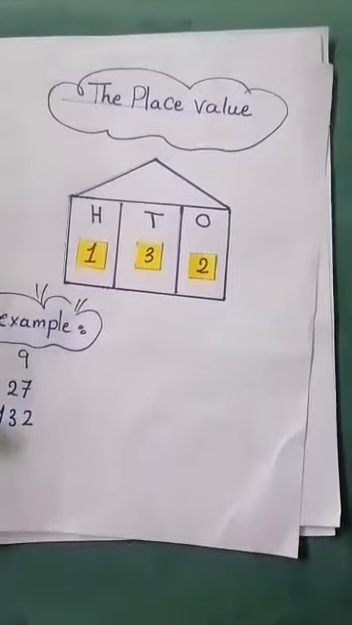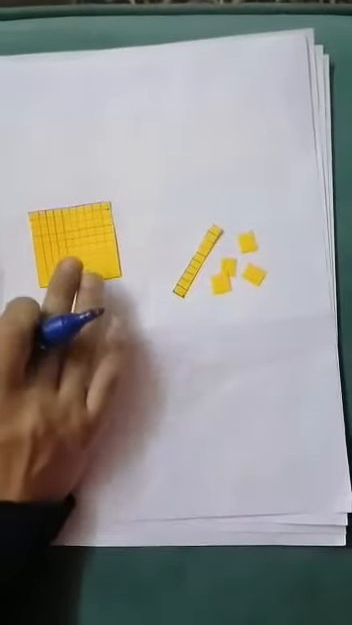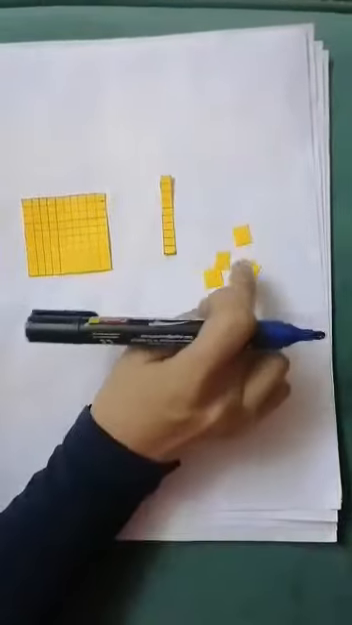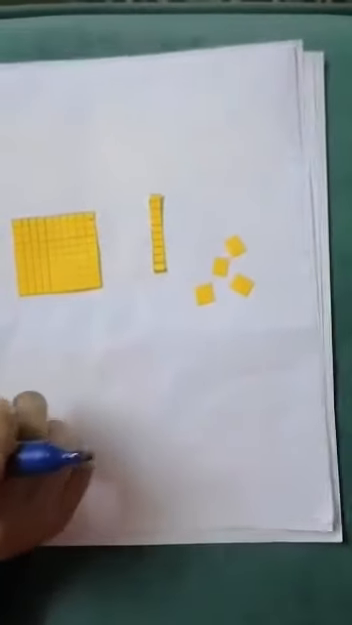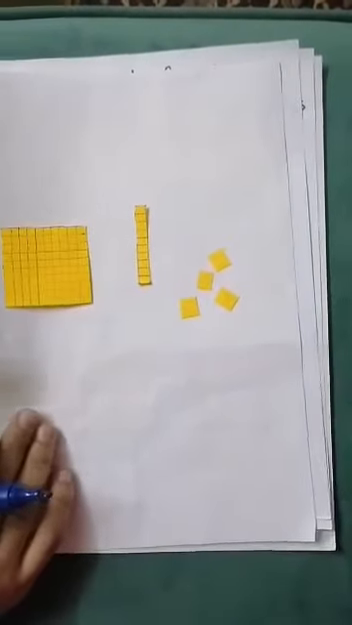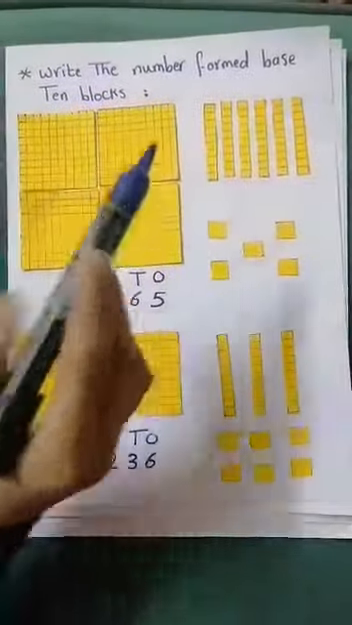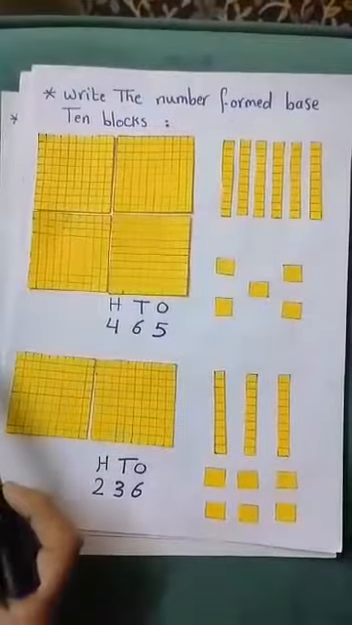Now we want to read something called the base 10 blocks. The big square is the expression of hundreds. The column is the expression of tens. The small squares are the expression of ones. Now, we want to try to read the number using the base 10 blocks. So, let's start. For example, write the number in base 10 blocks.